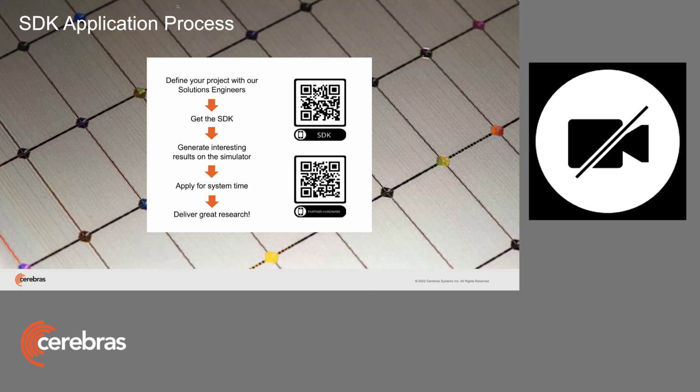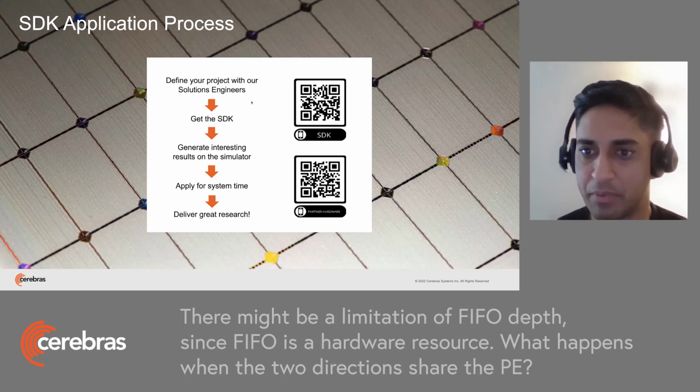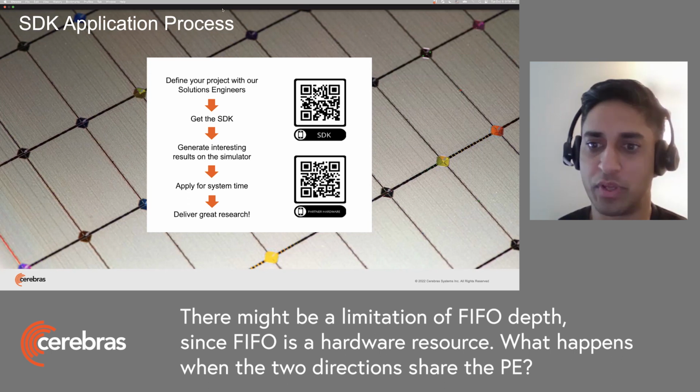Thank you. Athanasios, it looks like there's a question for you in the chat. There might be a limitation of FIFO depth since the FIFO is a hardware resource. What happens when the two directions share the PE? FIFO depth would become half?